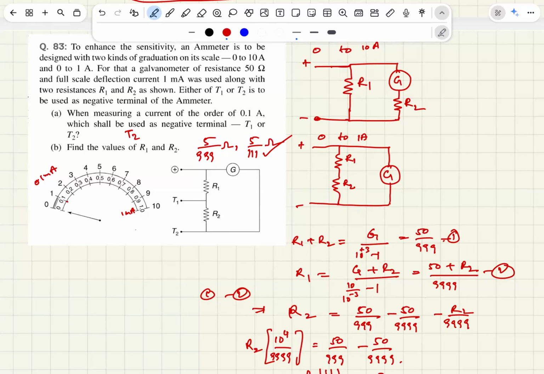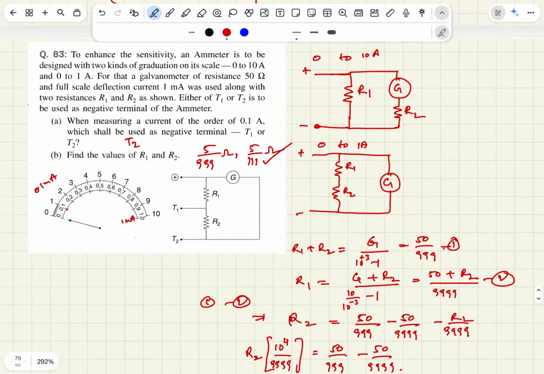For that, a galvanometer of resistance 50 ohms, I told you yesterday in my video class. When I am using a galvanometer, the scale is different. When I am using an ammeter, still the galvanometer shows deflection for galvanometer current only. But we will paste a label on that as if it is showing for I, not for IG.